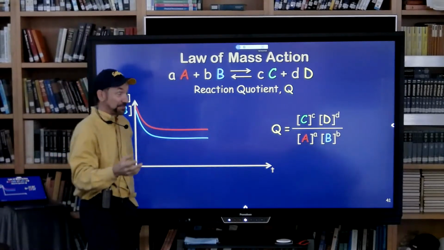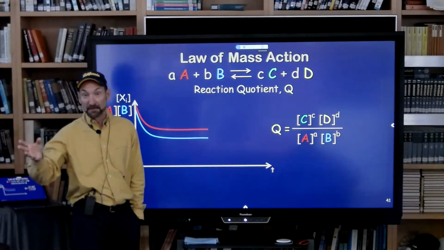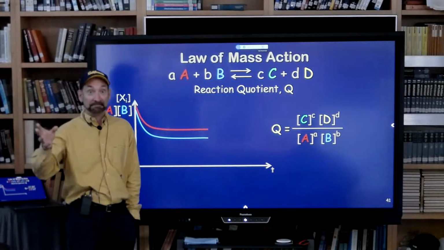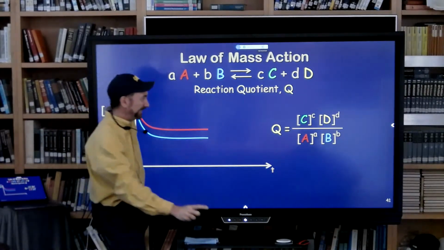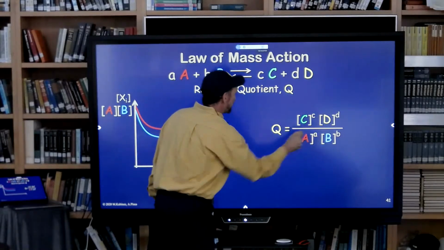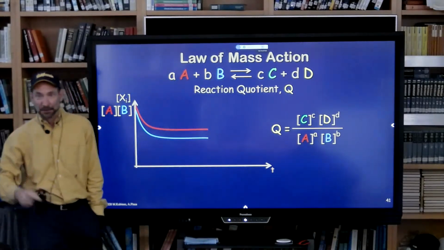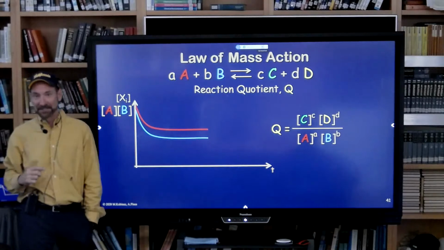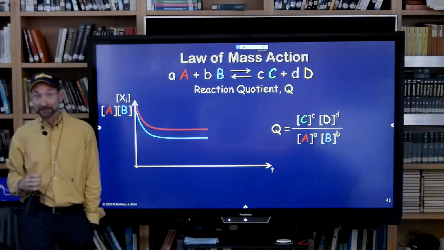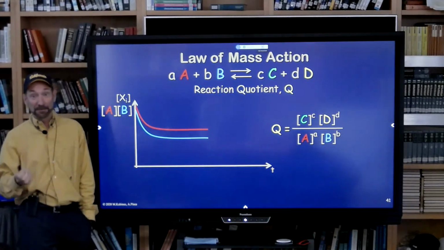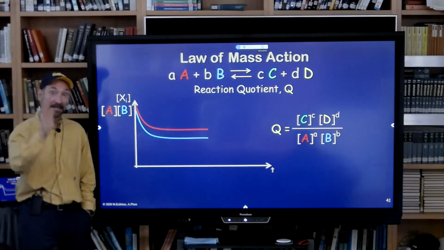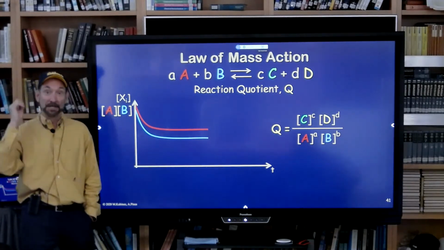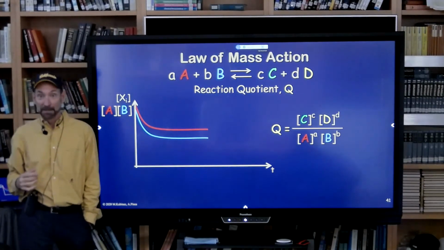If I were in the standard state, what would the concentrations of everything be? Shout it out. 1. Standard state is all concentrations are 1. So Q is 1 in the standard state. Boring. Okay? I keep saying this over and over because no matter how many times I say it, people don't know what the standard state is. It's arbitrary, it's crazy, but every concentration is 1. Every partial pressure is 1. And that is how we compare things.